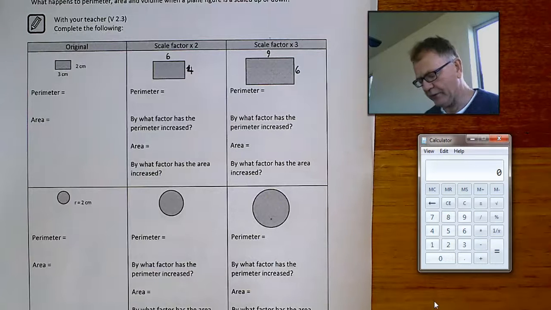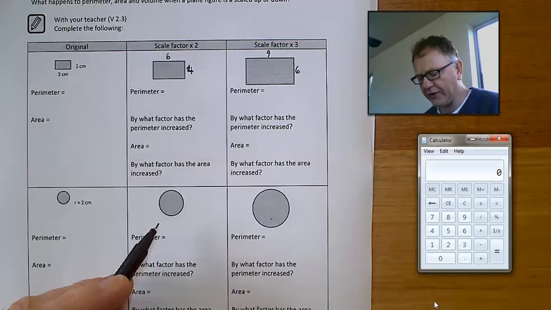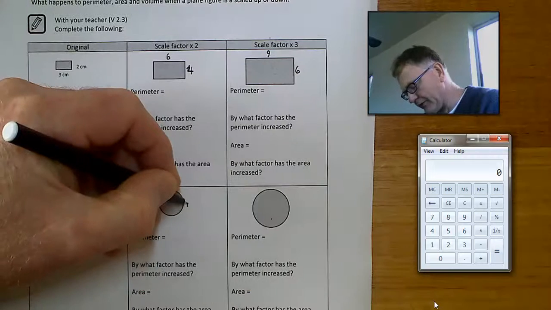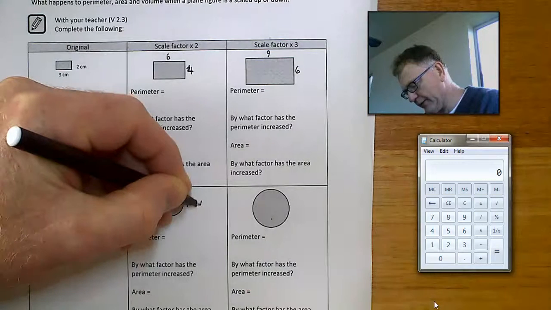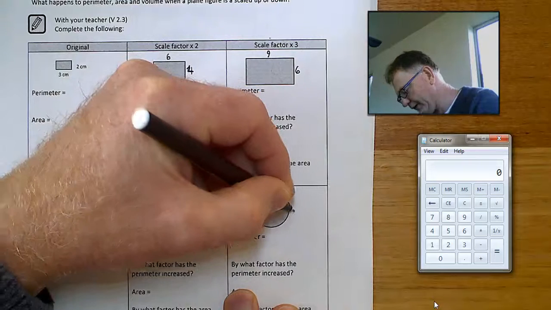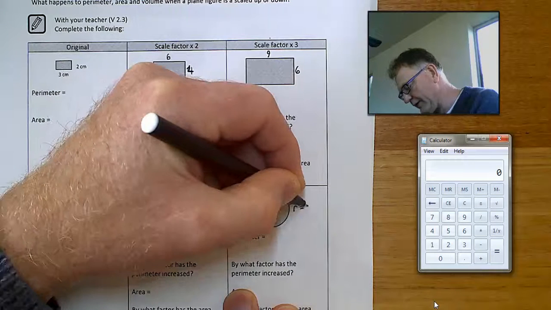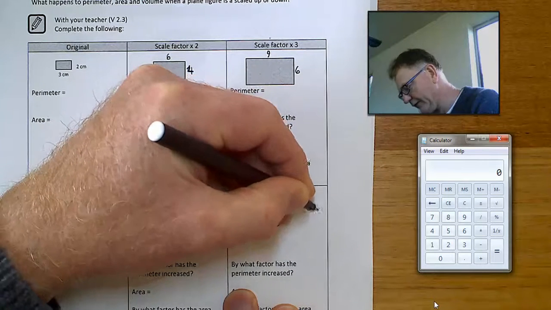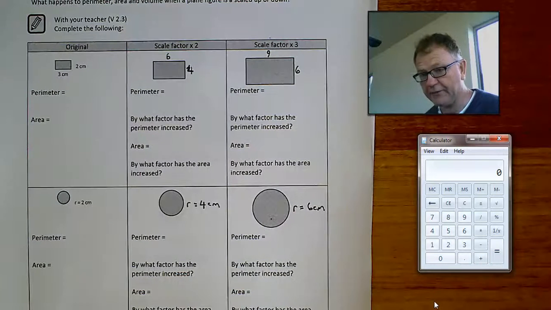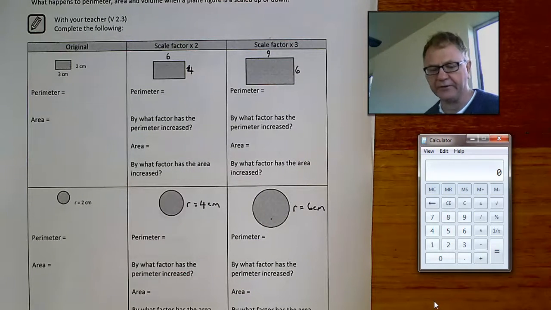If we were to increase its size by a scale factor of 2, its dimensions increase, so the radius will become 4 centimetres, or in this case, if you triple it, its radius becomes 6 centimetres. What happens to its perimeter and what happens to its area? You do the calculations.